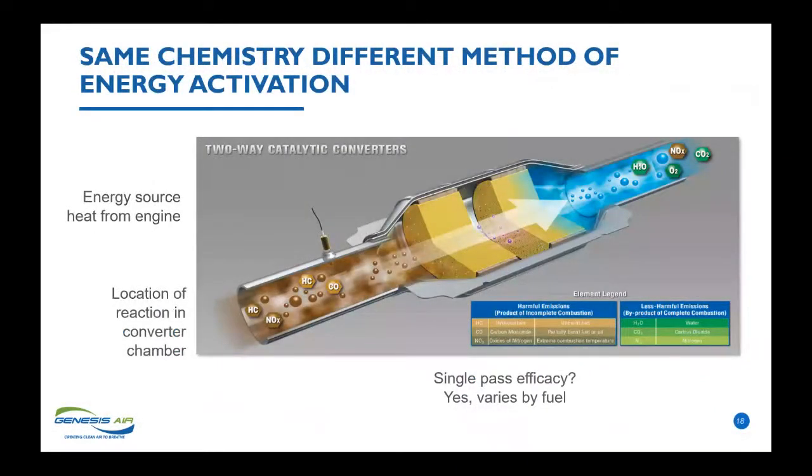An example of an oxidizing reaction is a catalytic converter on your car. The energy source is the heat from an engine. The location of the reaction are the yellow semicircles in the picture. So you have the dirty air on the left going through the energized catalyst and coming out cleaner on the backside, exhausting out of your vehicle. So the energy is thermal. The location is within that chamber. Does it have a single pass efficacy? Yes, the EPA mandates that, and it will vary by fuel. Let's go to the next slide.